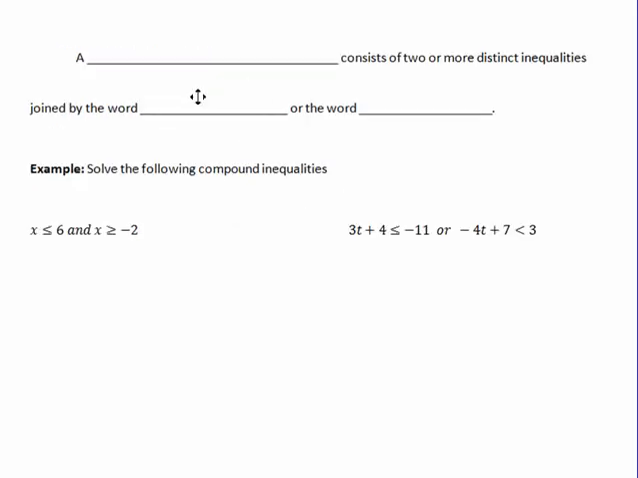The next thing says, what consists of two or more distinct inequalities? A compound inequality. So a compound, C-O-M-P-O-U-N-D, inequality consists of two or more distinct inequalities joined by the word and or the word or. So the next thing asks us to solve the following compound inequalities.